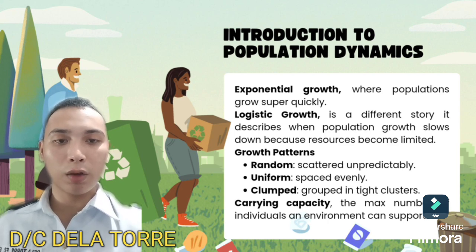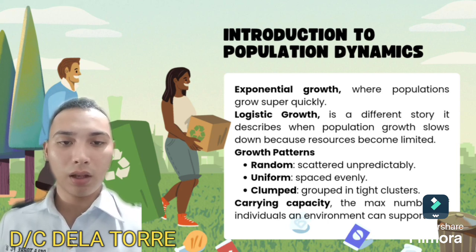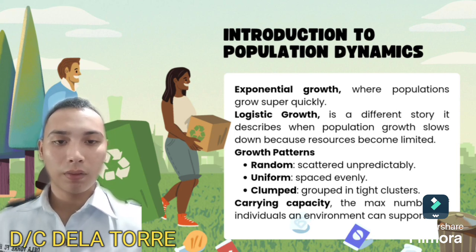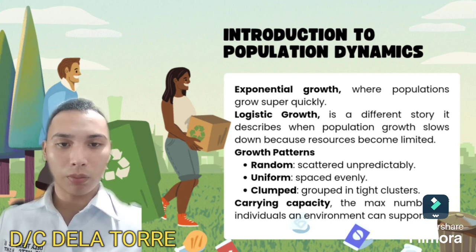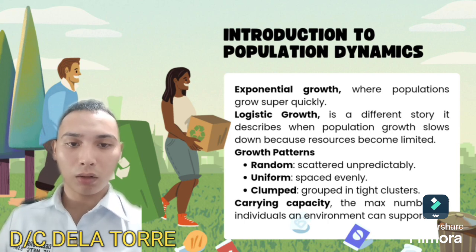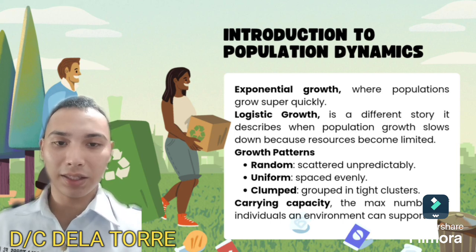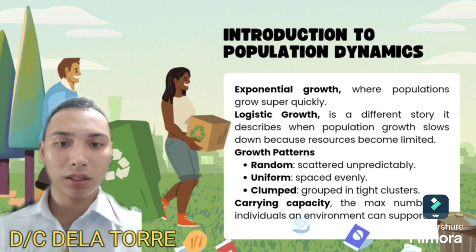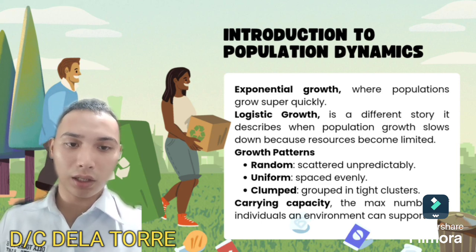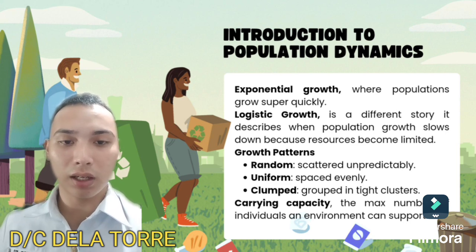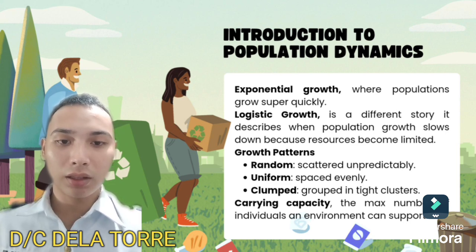We also discussed geographic ranges, which refer to the specific areas where populations live. Populations within these areas can spread in different patterns. First is random, scattered unpredictably. Next is uniform, spaced evenly, and clumped, grouped in tight clusters. An important term here is carrying capacity, the maximum number of individuals an environment can support. Imagine a classroom with only 30 chairs: only 30 students can stay comfortably, or else there's overcrowding.